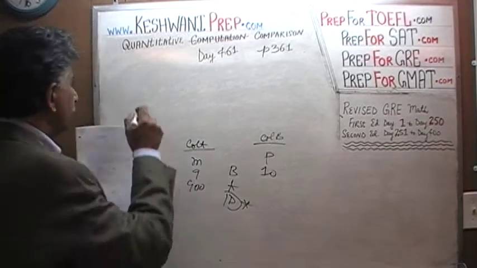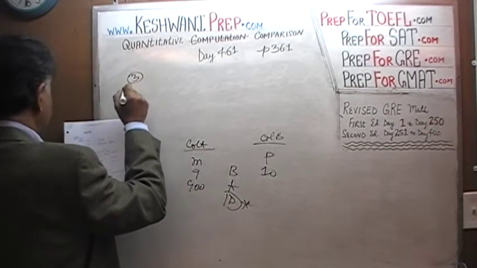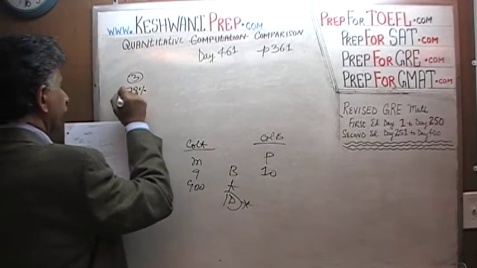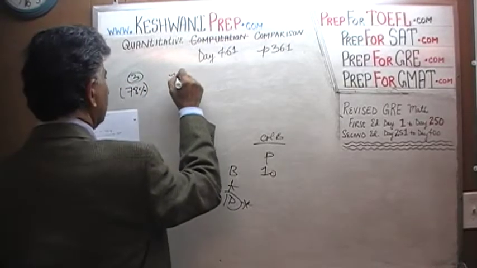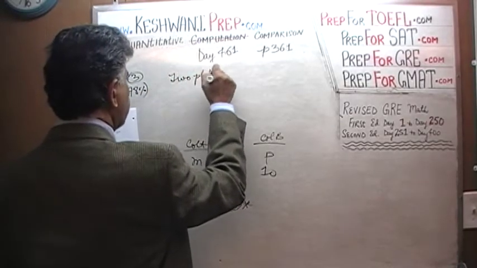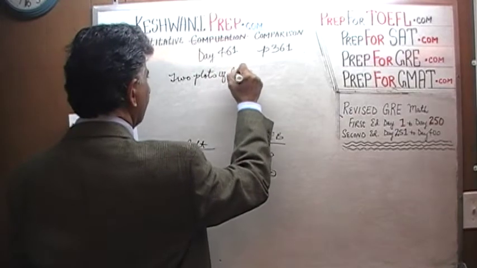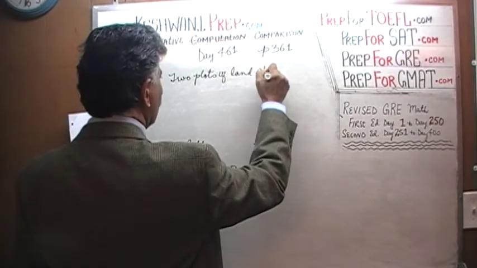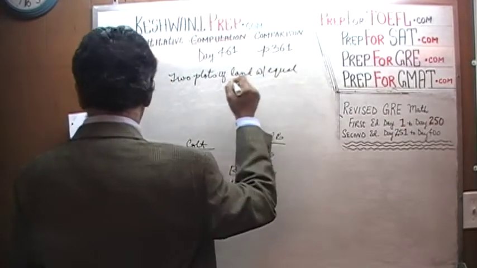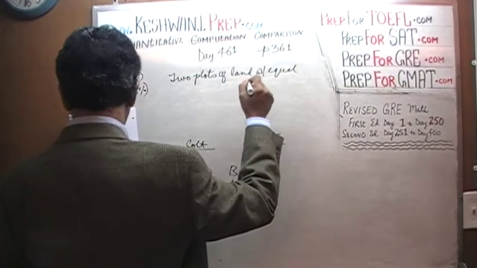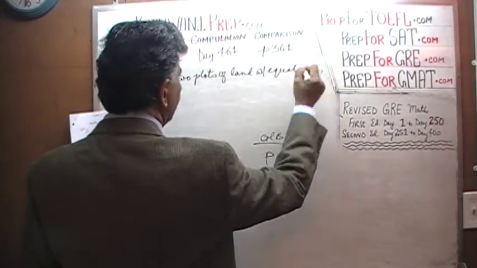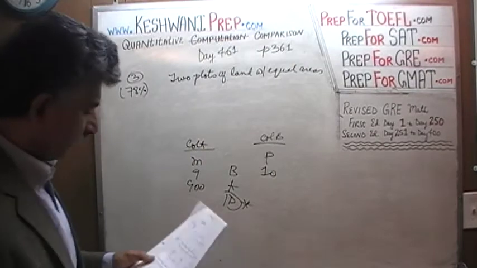Question number three is a word problem, and the percentile is 78%. We are told that we have two plots of land with equal areas.